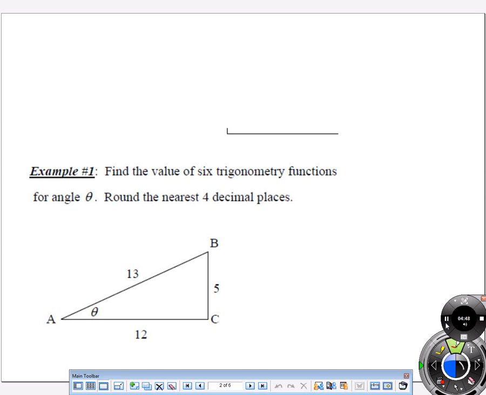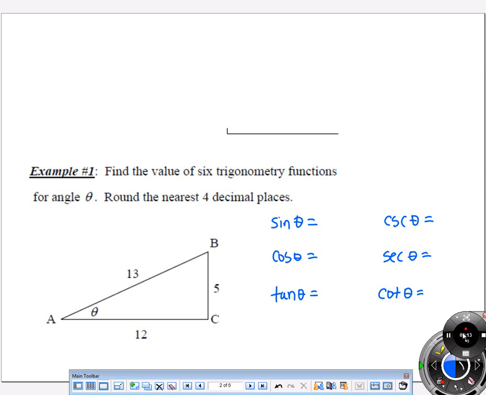For angle theta, we want to find what the sine of theta is, the cosine, and the tangent. And then we want to find all their reciprocals. So remember, the reciprocal of the sine is the cosecant. The reciprocal of the cosine is the secant. And the reciprocal of the tangent is the cotangent. All right, so I'm not worried about decimals. We can just write it in fraction form and use what we have up here, okay?